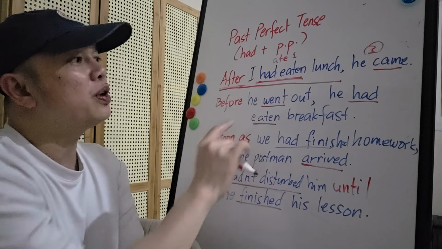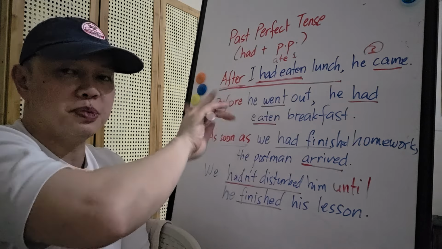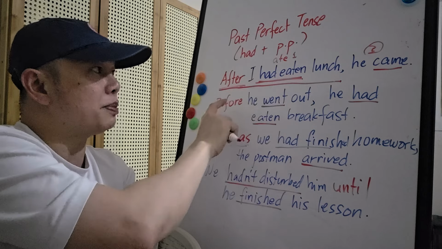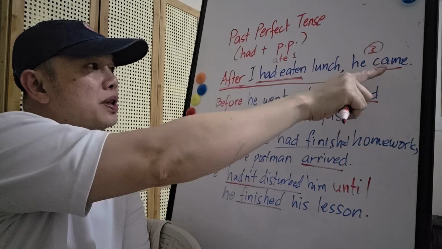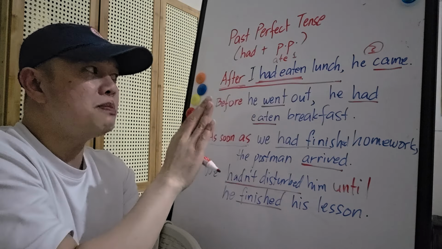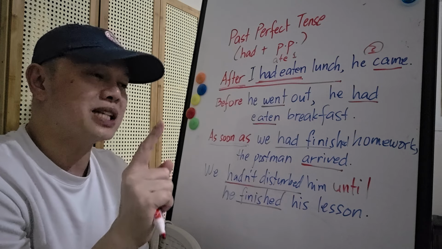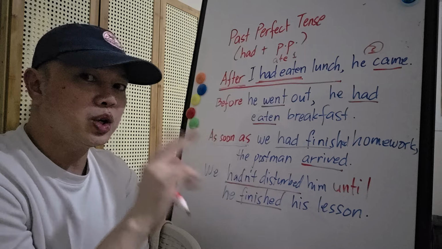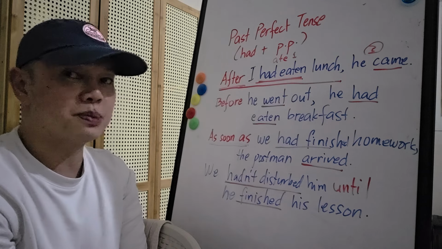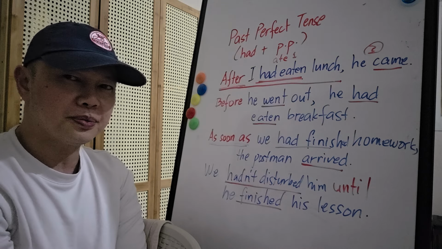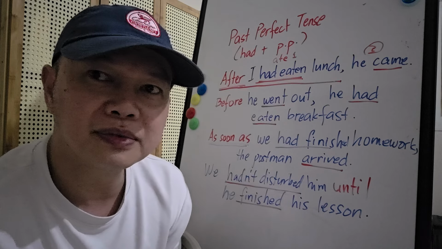If I'm going to exchange the position, like in this example, for example, he came after I had eaten lunch, then that requires the use of the past perfect, because your second part is with the past perfect. Did you understand? Is it clear?